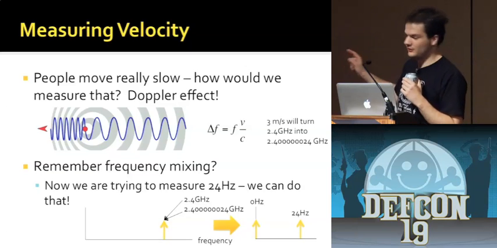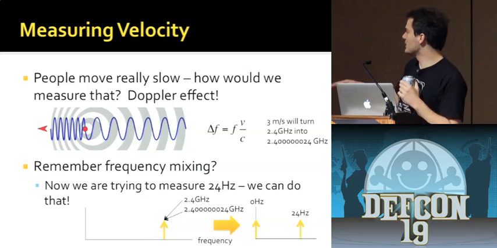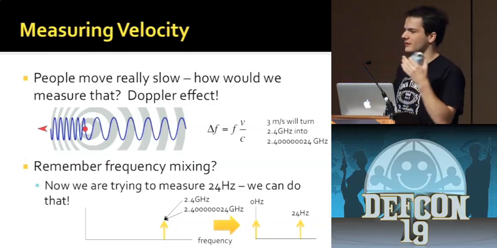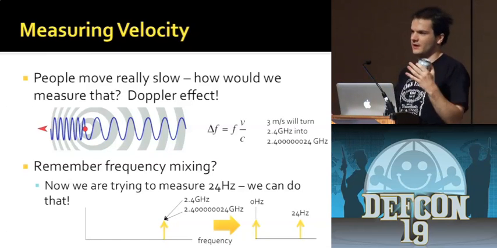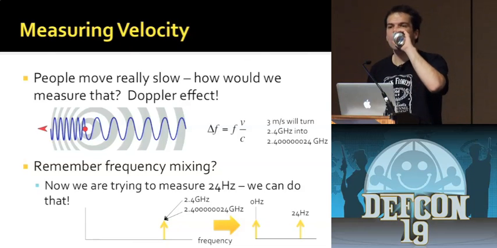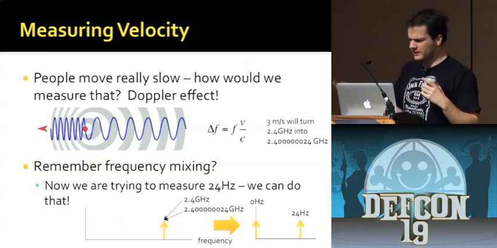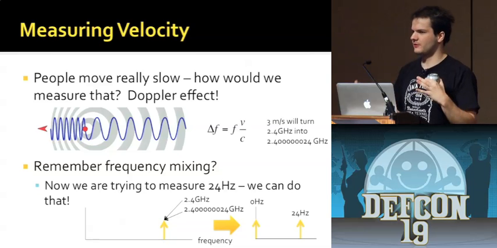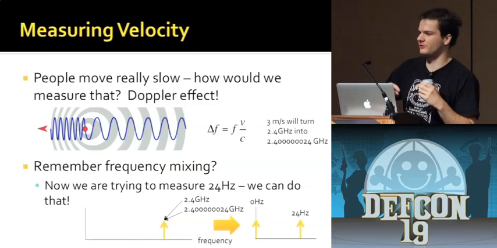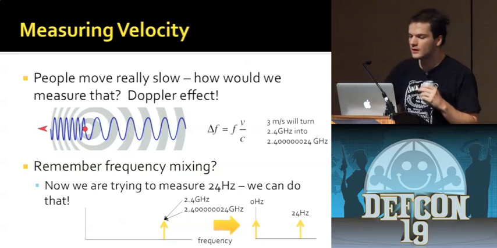But if we have a really good 2.4 gigahertz reference, we can just mix with that, and we get out 24 hertz. And I can see that on a scope pretty easily. I can measure that, and then I know pretty accurately how fast the target is moving. And by the way, the previous example was kind of how radar first got developed. That's basically a pulse radar. This would be called continuous wave operation, which basically means you're transmitting one frequency all the time.